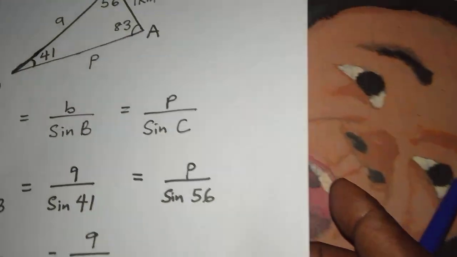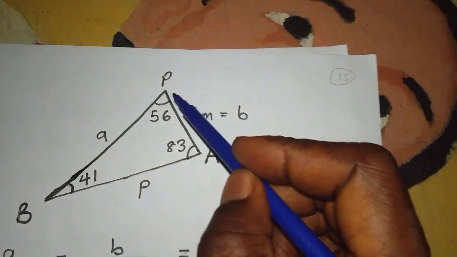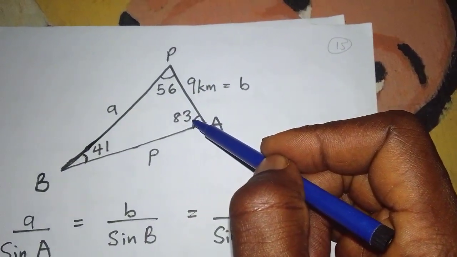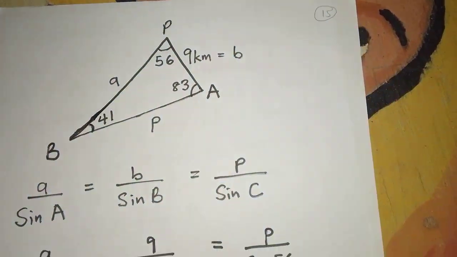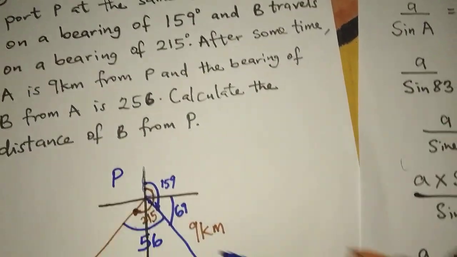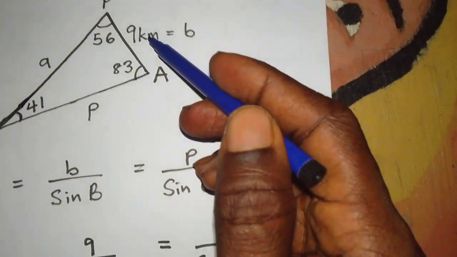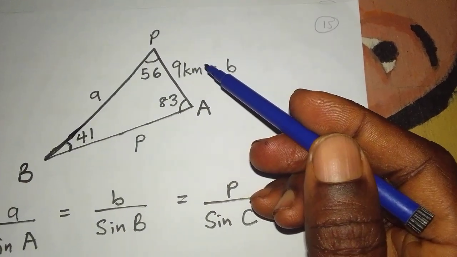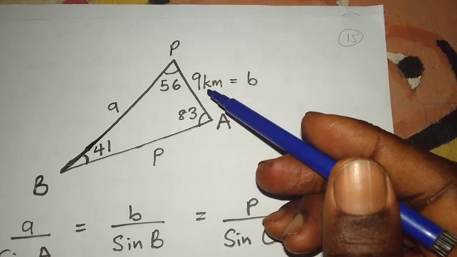So when you redraw the triangle, you have P to be 56, A to be 83, this one to be 41. And you are only given the distance between P and A, which is 9 kilometers. So this is 9 kilometers. So you can now use the sine ratio to be able to get this.